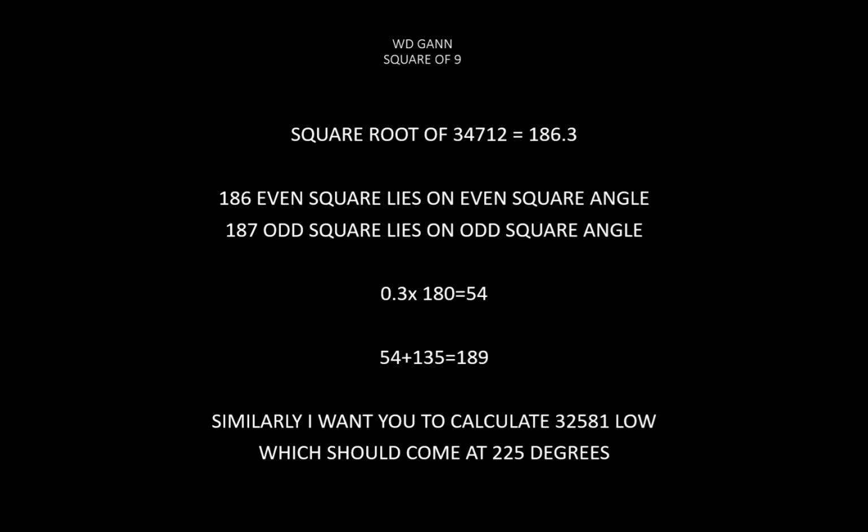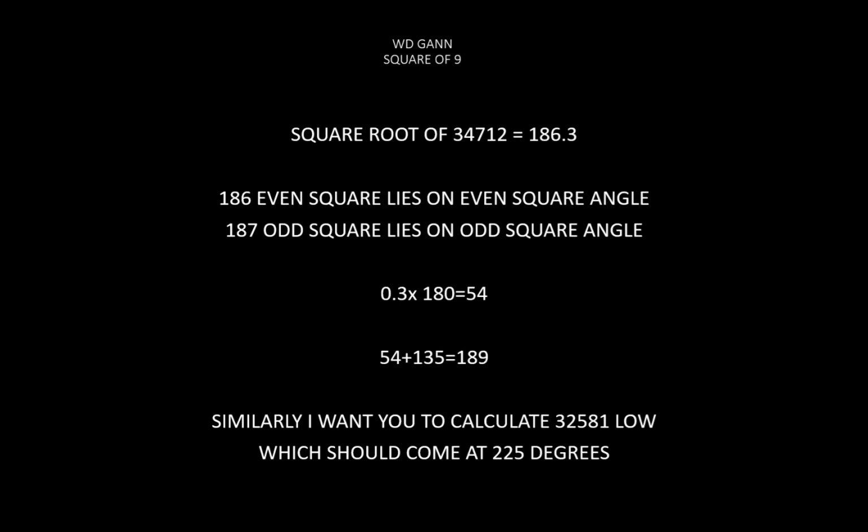But it is 0.3 more, so it should be 0.3 times the distance between even and odd square. 0.3 times 180 is equal to 54. If you study Gann, you must have heard about 52. Moving ahead, we have to move 54 degrees from 135 because the even square lies on 135, which makes it 189 approximately, which is very interesting.